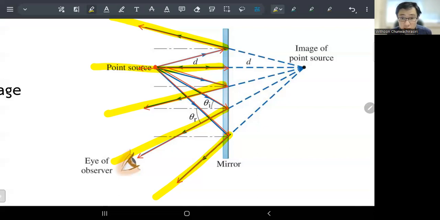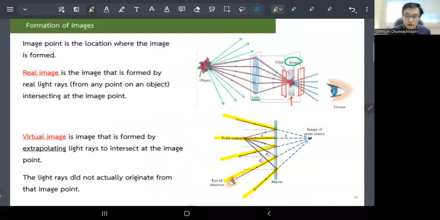So the question is, what happens to this? That means, are you not going to get any images or anything? But no, the answer is you will not get a real image. A real image is real because it comes from the actual intersections of the rays.